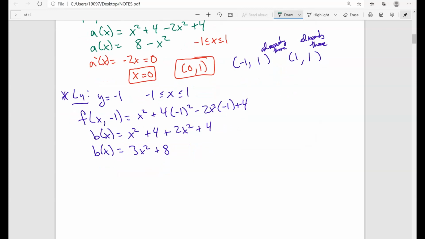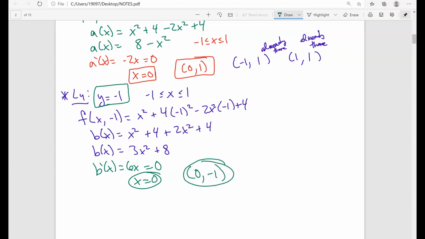Okay, so now we're going to take the derivative. And what we're going to get is 6x, set it equal to 0, so we get x equals 0. So that happens when the y is equal to negative 1. So one of the critical points would be 0, negative 1. Okay, and again, we're not going to include the other guys because those guys are already there. Negative 1, 1 and 1, negative 1 are the corners, so we're just going to go ahead and ignore them. So this guy's going to be 0, negative 1.